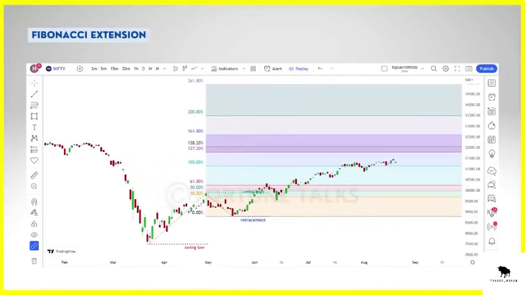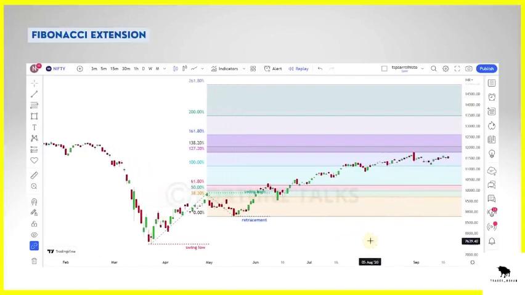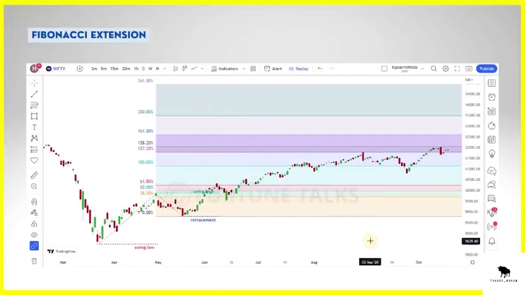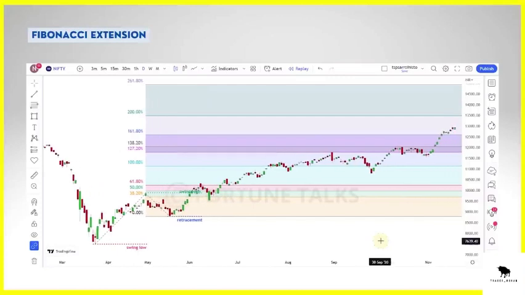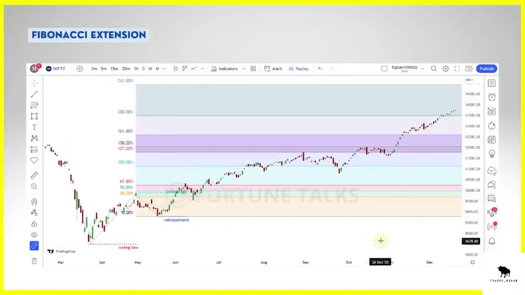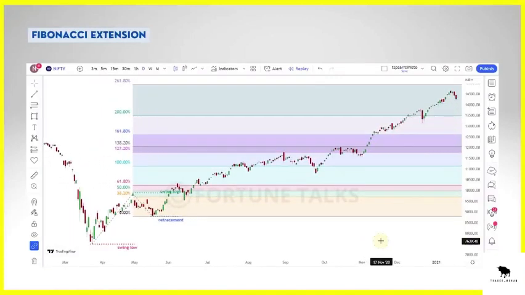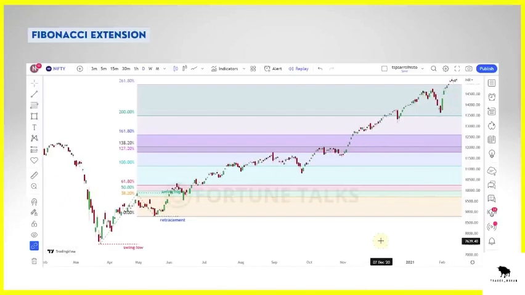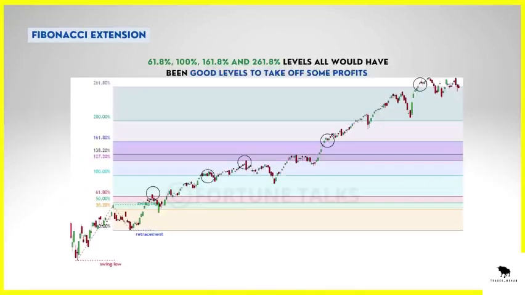A couple of days later, the price rallied again before finding a short resistance at 161.8% level and moved higher to 200% level, and finally found some good resistance at 261.8% level. As you can see from the example, 61.8% level, 100%, 161.8% and 261.8% levels all would have been good places to take off some profits.